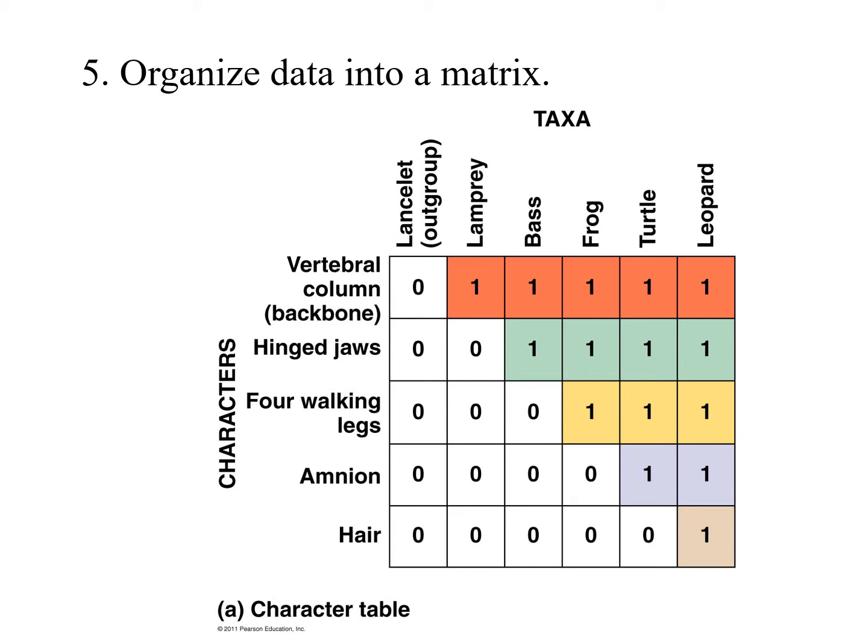Here's an example matrix. In this one, the taxa are listed at the headings of the columns. This was a look at backboned animals, a lamprey, a bass, a frog, a turtle, and a leopard. The outgroup is a little marine creature called a lancelet. The characters they looked at were the presence of a vertebral column, hinged jaws, walking legs, an embryonic layer called the amnion, and hair. So you can see any derived state is indicated in 1, any ancestral state is indicated in 0.